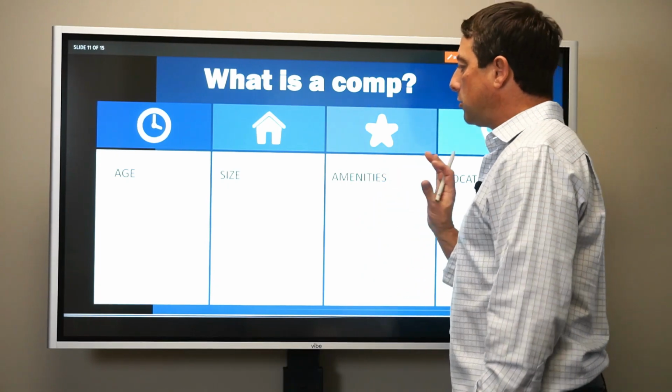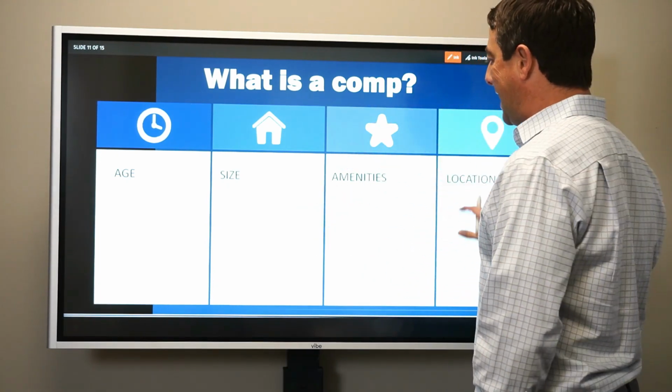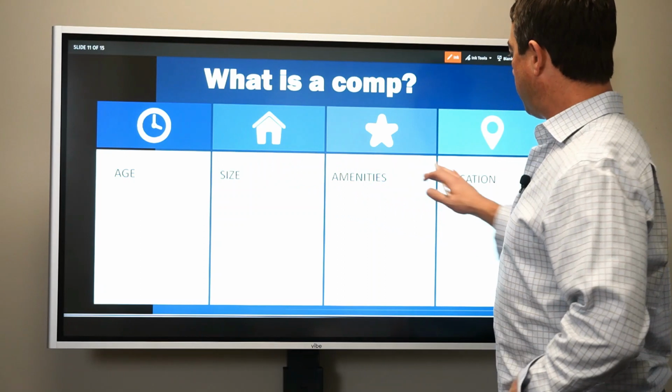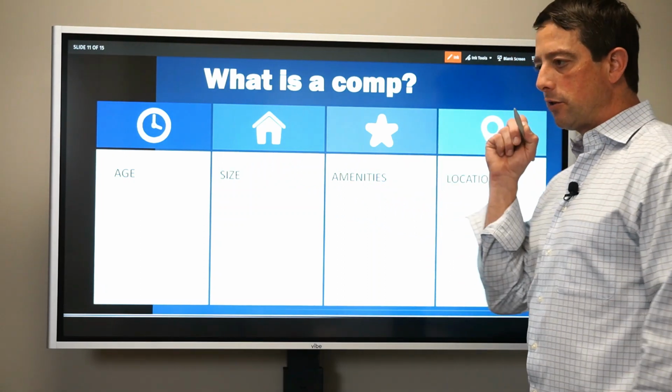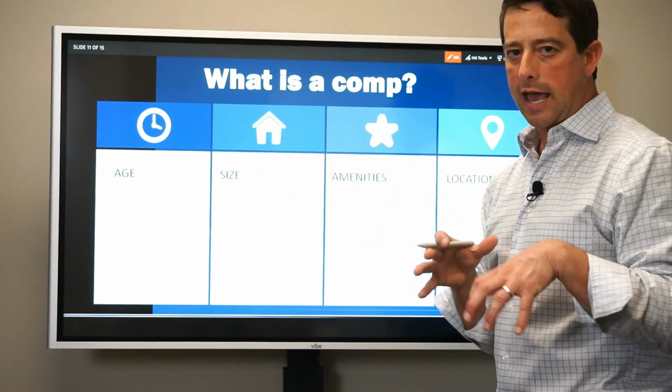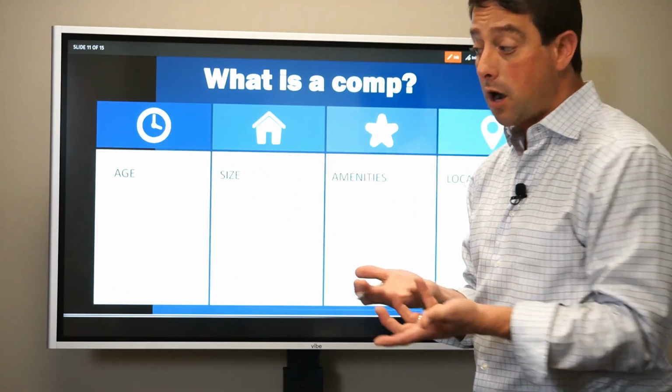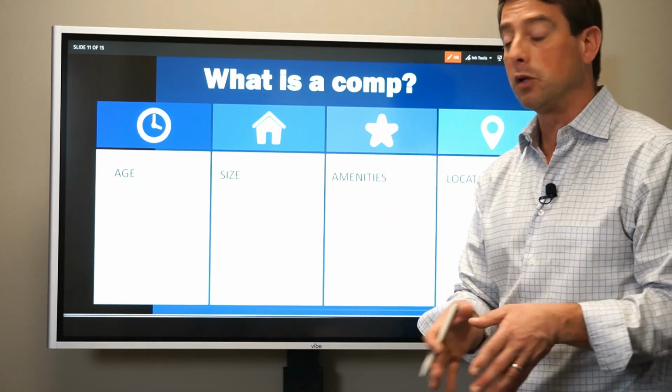So when you are looking for comparable data in a market, these are the four main categories that you want to watch out for. And I'm going to show you how to make sure that the other properties you're looking at, or being shown as comparable data, are actually comparable to your property.